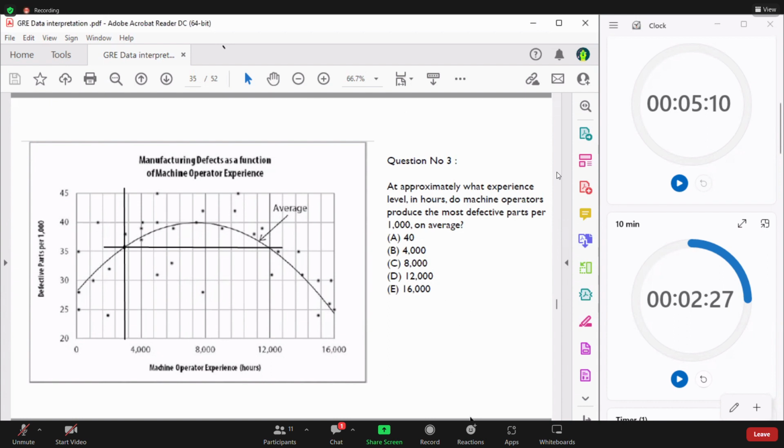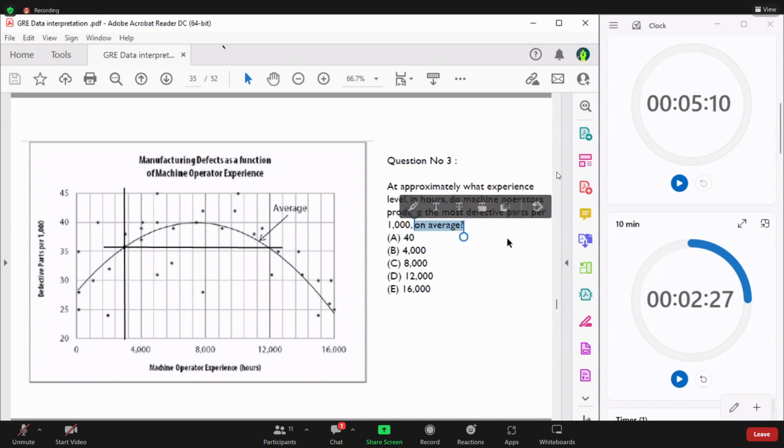Sir, 8,000. How come 8,000? The graph is at like 40 parts. Sir, the average graph. It's not asking the average value, right, sir? We can see the points. No, it is saying on average. Okay.